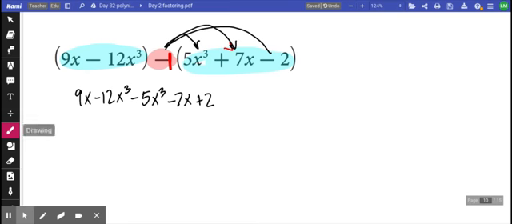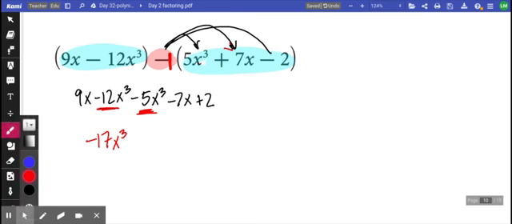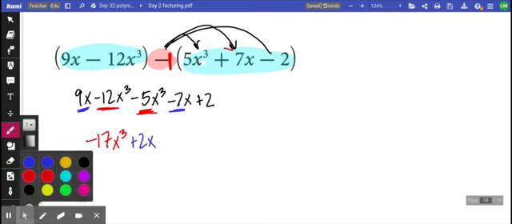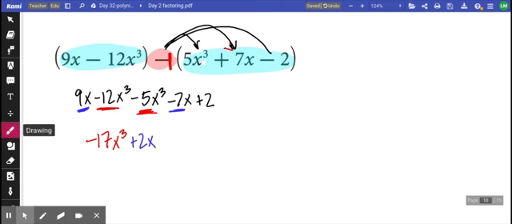Now we're going to scoop up like terms. Negative 12x to the third minus 5x to the third is negative 17x to the third. Let's do our x's next. I have 9x minus 7x, so I'm left with plus 2x. And then I have, let's choose green, just a plus 2 hanging out at the end. So that is my answer.